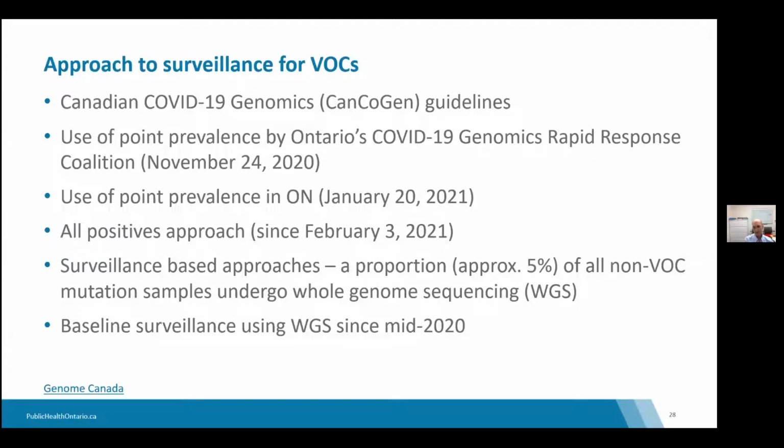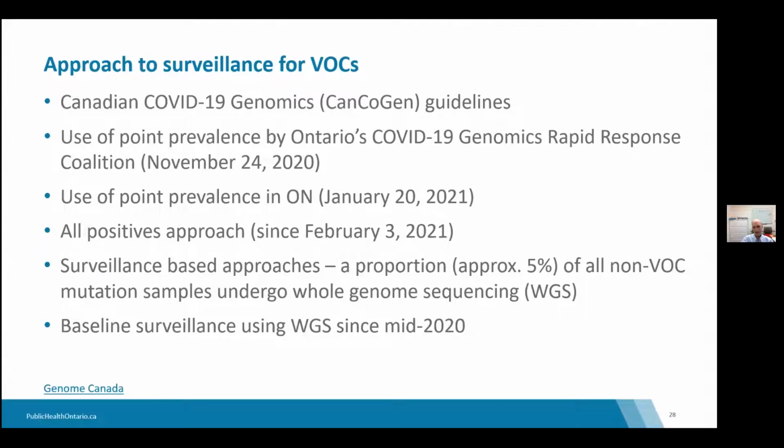Then there's additional surveillance that can be done, because in order to detect all emerging VOCs, we can't just take the biased approach of screening for known mutations. We also want to do some background whole genome sequencing. So we aim to do approximately 5% of all non-VOC positive samples. We're also doing whole genome sequencing for at least a couple of samples from every outbreak in the province.